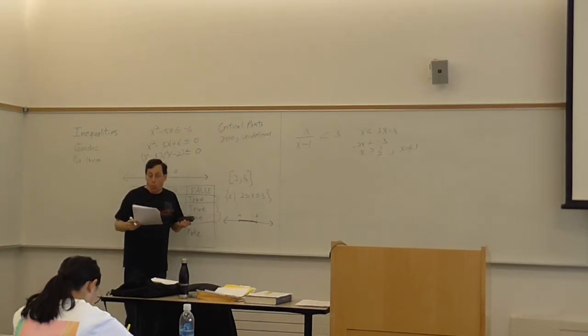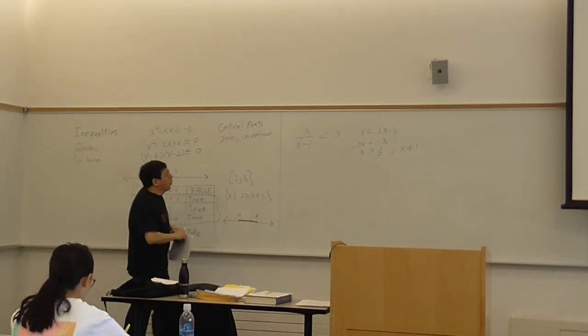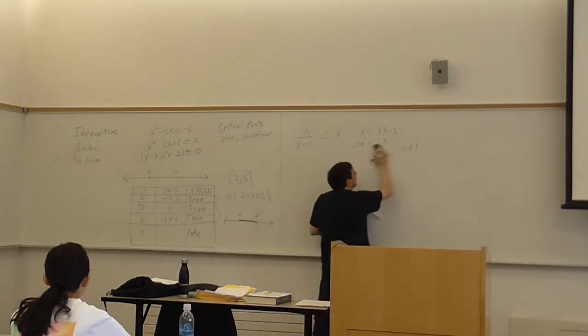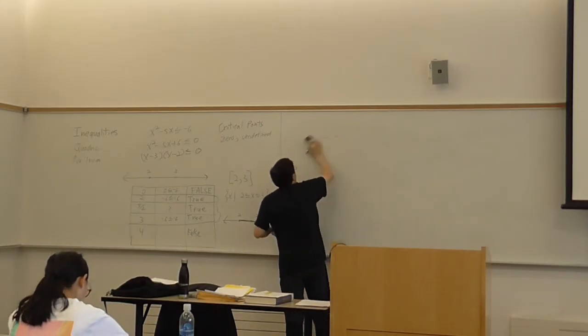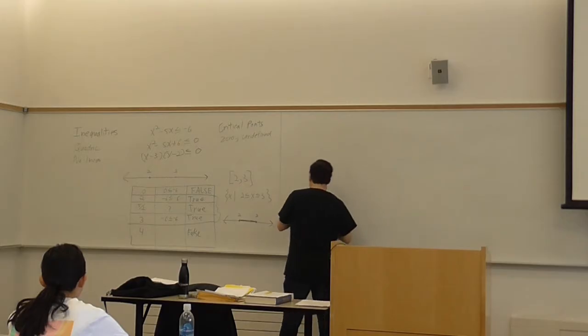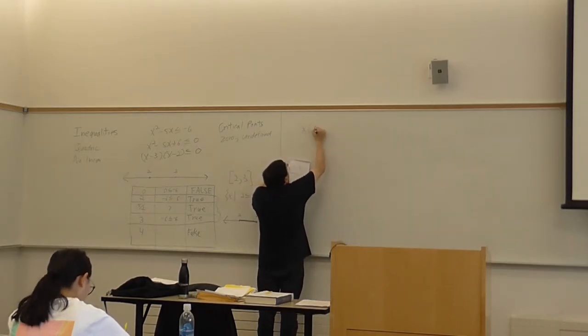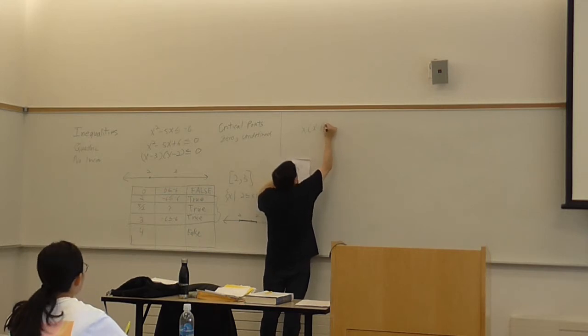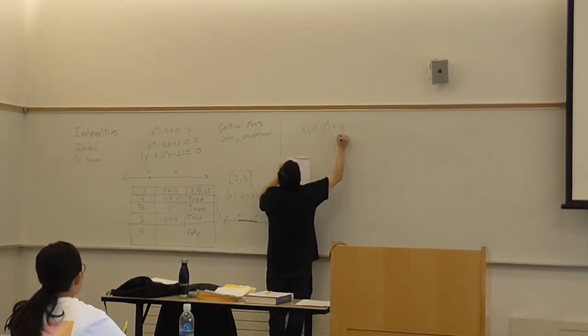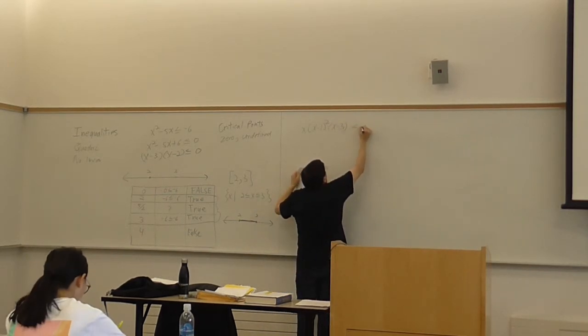All right. One more problem like this, complicated enough to see that you have to be careful. Let's take x times x minus 1 squared times x minus 3 is less than 0.